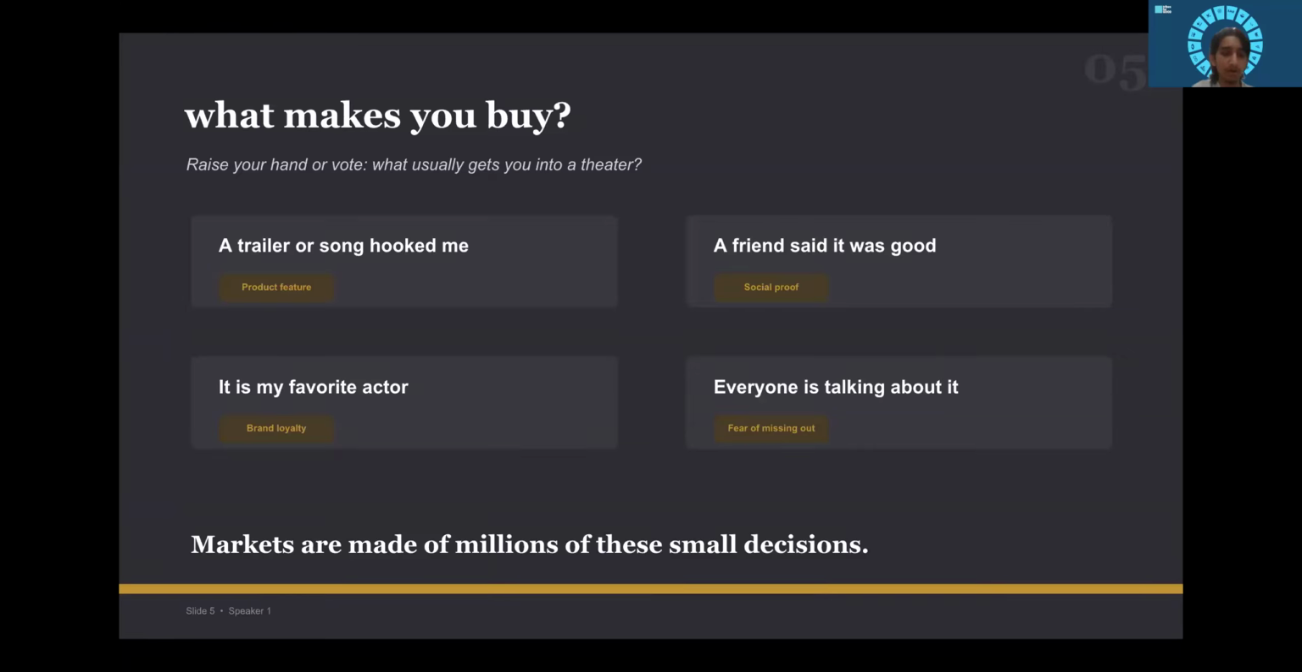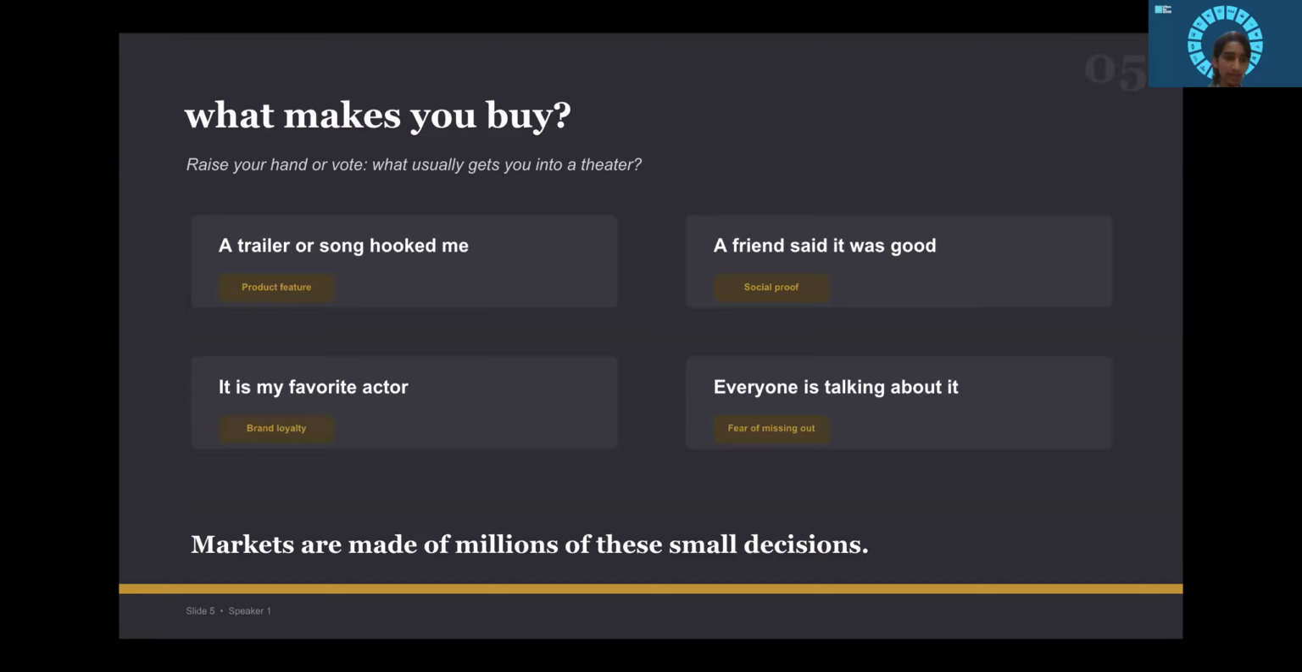So, all these reasons are consumer behavior data on which markets are based. Markets aren't some distant things that happen in textbooks or stocks. They're actually based on the small decisions of everyone that decides whether to buy or not to buy something.